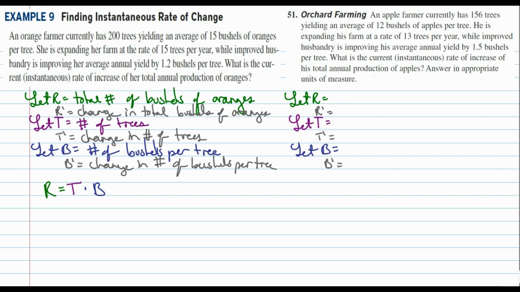The total number of bushels is going to be the number of trees times the number of bushels per tree. So at this point, you were probably thinking, well, it's 200 trees and 15 bushels per tree, so I just take 200 times 15. Well, these are changing. That's where calculus comes into play. So now I'm going to take the derivative. The derivative of R is R prime. You can see here, trees are changing as a function of time, and the bushels per tree are changing as a function of time. So I'm going to have to use the product rule here.